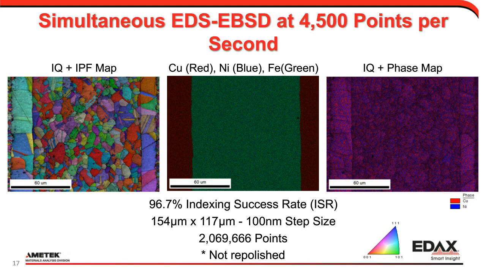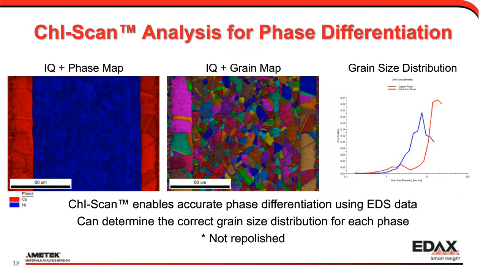So we can use our chi-scan functionality, which uses EDS to drive the phase differentiation, and then uses EBSD to determine the orientation. So on the left, we can determine the phases correctly. We see the copper on the outside. We see the nickel on the inside. Then we can get the grains calculated for each phase correctly, and we can look at the grain size for each phase. And this is important because the copper phase has a bimodal grain structure, whereas the iron nickel is more of a single type distribution. So without using chemistry, we couldn't really accurately differentiate all three of those easily.